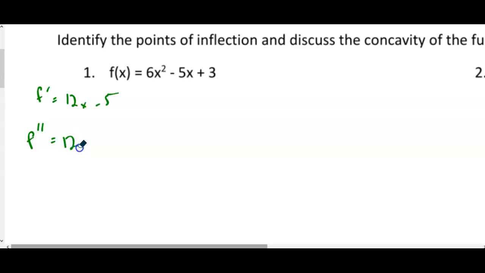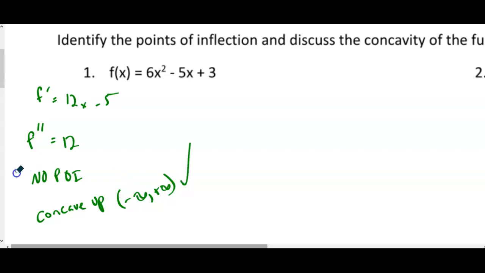Now, because this is a constant, that means that there's no point of inflection. No point of inflection. And because it's positive, this is concave up from negative infinity to positive infinity. Right there.